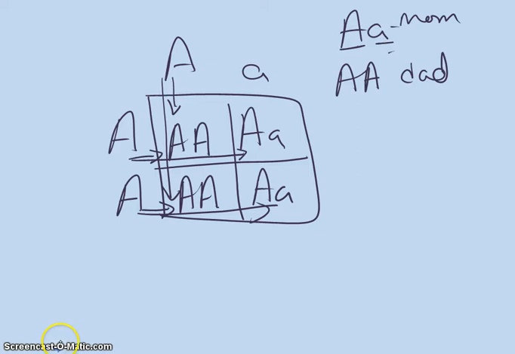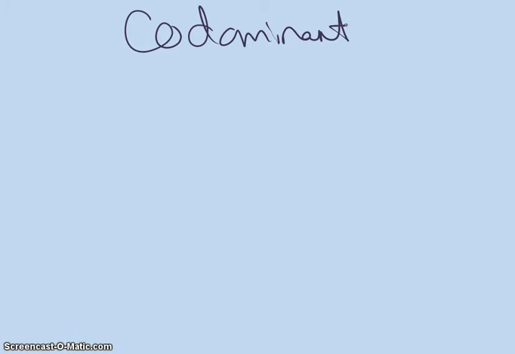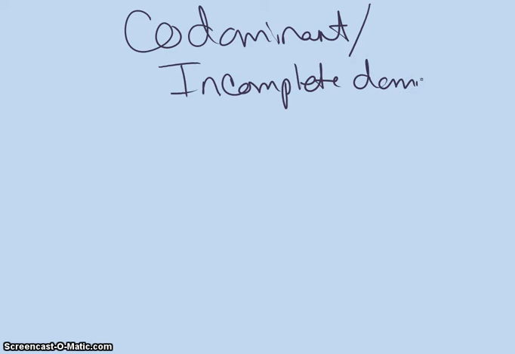Now let's look at something that's a little bit more complicated, which is what we call co-dominant traits. So with co-dominant traits, instead of having one dominant and one recessive, we actually have two dominants. And we can see this either as co-dominant or incomplete dominant. And basically what we're looking at here is that the heterozygote is actually a third phenotype.